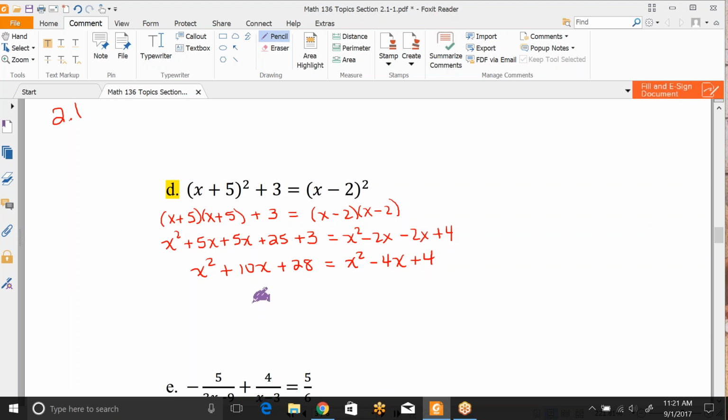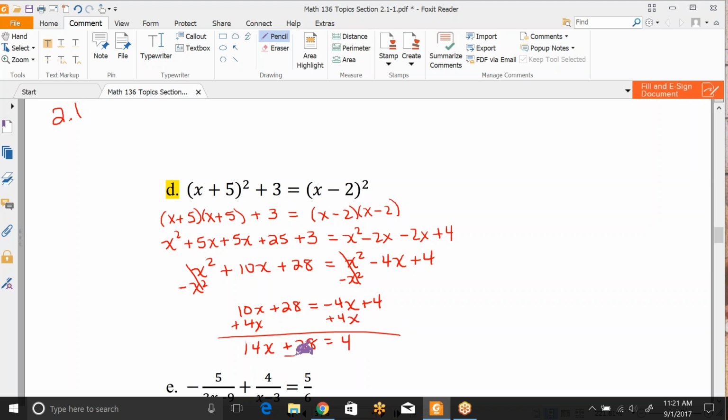Now notice all the problems we've been dealing with in 2.1 have been x to the first power. This one looks a little strange because we have these x squareds, but as soon as you go to move the x squareds to be on the same side together, because they're both positive 1, when you subtract, they're both going to cancel out. So this will just be 10x plus 28 equals negative 4x plus 4. We need to get the x's on the same side, so I'm going to do the opposite of negative 4x and add it. So that would give me 14x plus 28 equals 4.